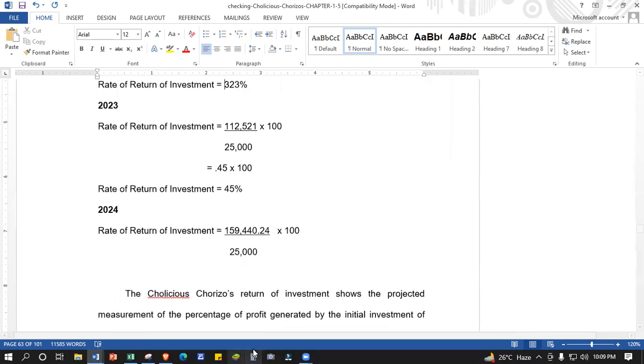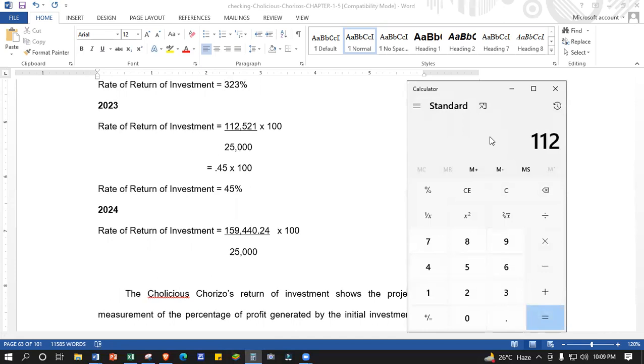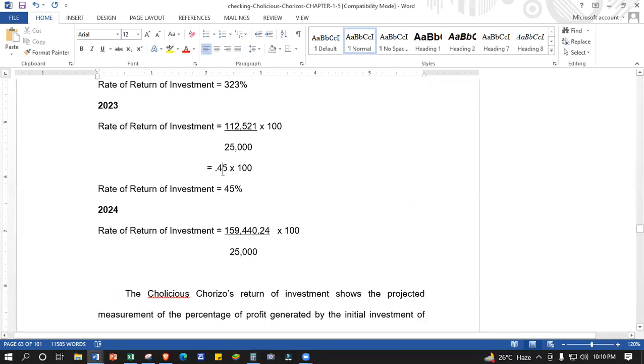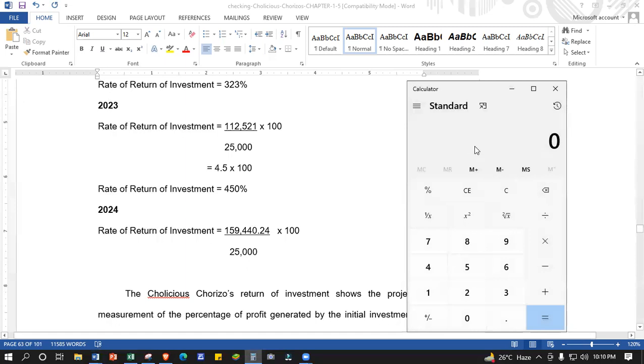So for year 2, 11,251 divided by 25,000 times 100. So it should be 4.5, then 450%.